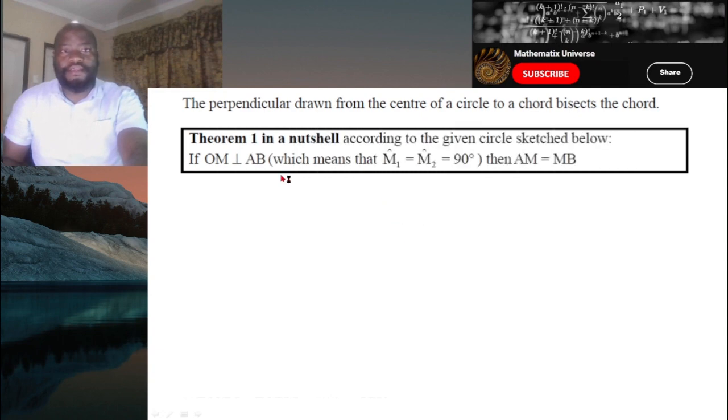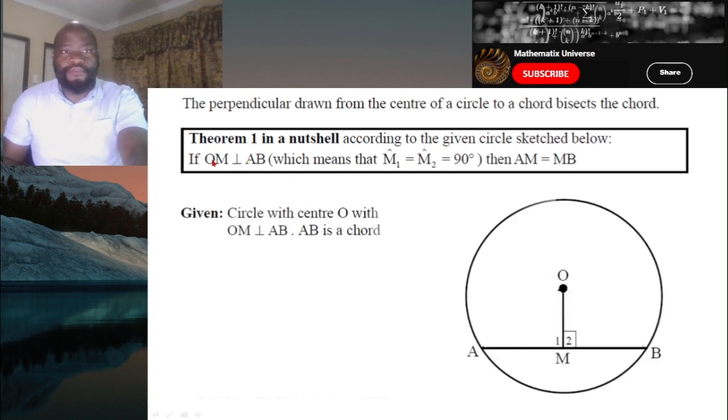So in a nutshell, in the diagram below, if OM is perpendicular to AB, this means that M1 and M2 are equal and they are equal to 90. Then it means this line segment MB and the line segment AM will be equal. So what we're required to prove is that AM is equal to MB.